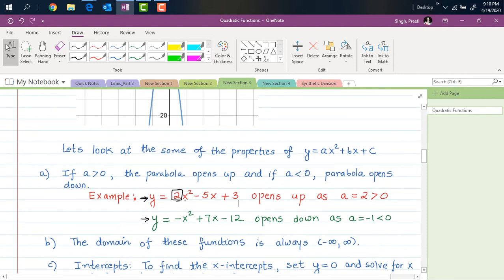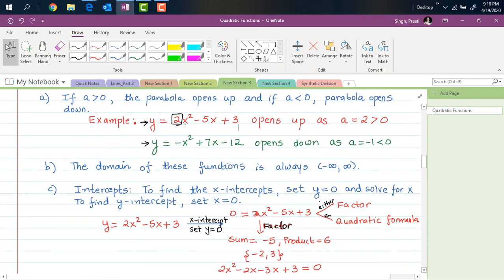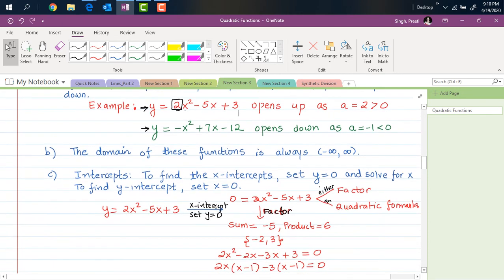If I set x equals 0, my first two terms are gone in both cases. In the red problem, my y-intercept is 3. In my green problem, my y-intercept is negative 12. So already we know the y-intercepts. To find the x-intercept, you set y equals 0.